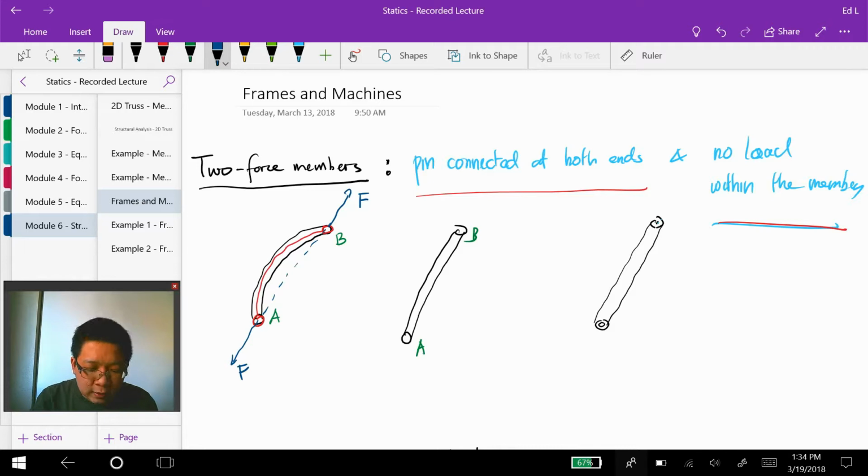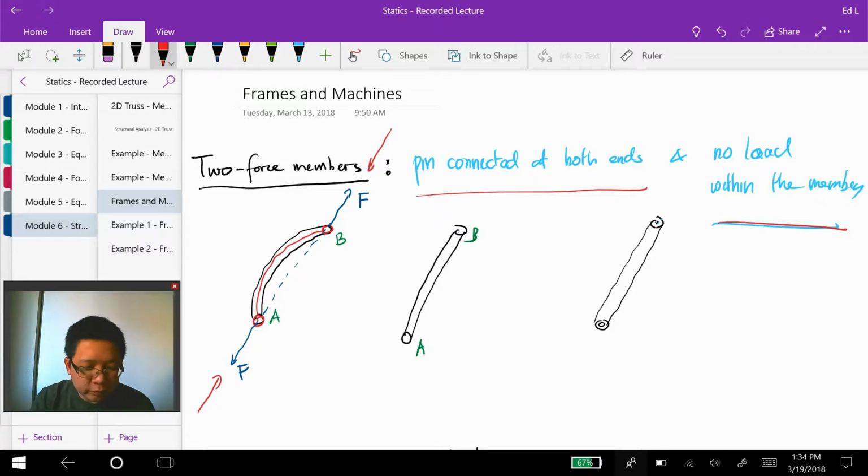Okay, and the direction of the forces doesn't necessarily always go outward from the member. There can be a case where the connection forces in here are going inward to the member. However, the most important thing is that these connection forces have to be collinear.